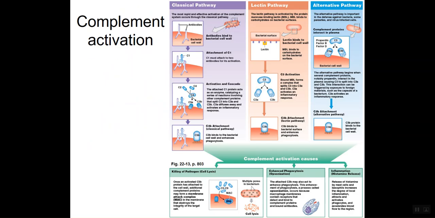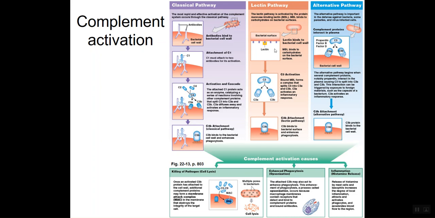So here we go. And again, I apologize, this is kind of a big figure with tiny font, but if it helps, you can always just look at this figure in your book to get a different view of it. So let's just overview what we just talked about. Here's the classical pathway. Antibodies are already stuck to the bad guy. C1 recognizes that. You get this whole chain reaction that we don't need to know about, but the end result is C3b is attached to the bad guy.